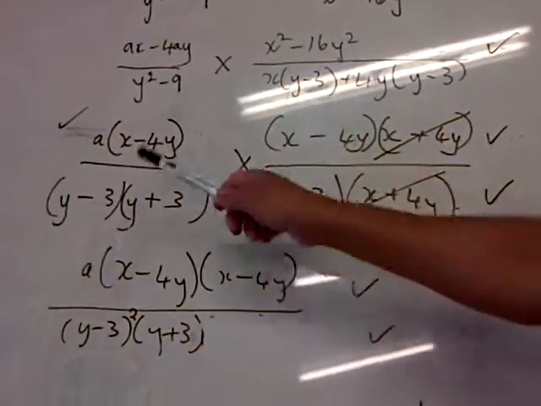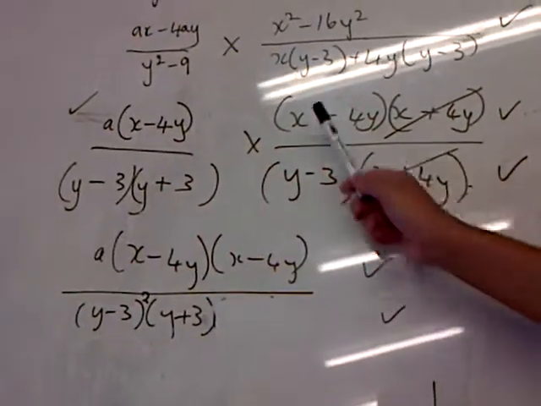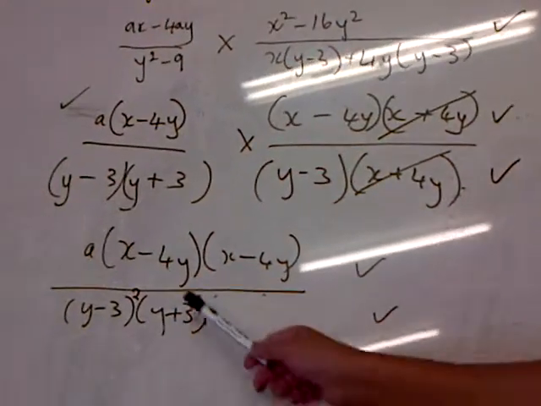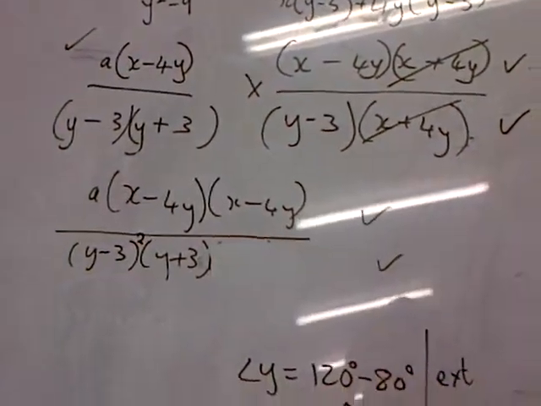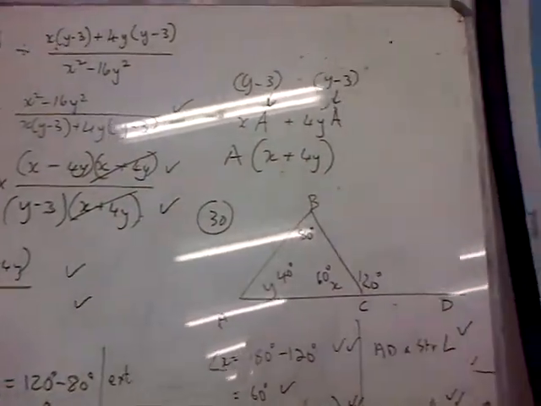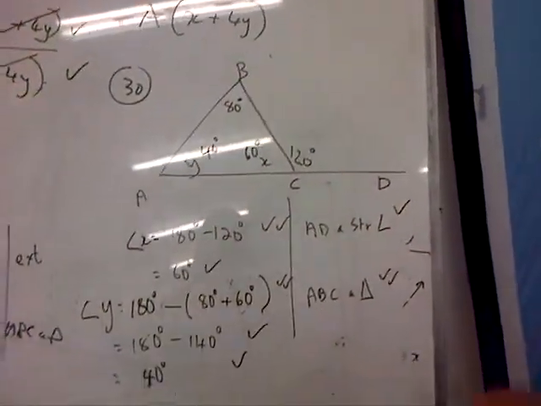Take this to the front, because this is common. You put that in a bracket. Now you cancel out that, and that's your answer. What's left is your answer. Leave it there. Number 30, the simplest one.